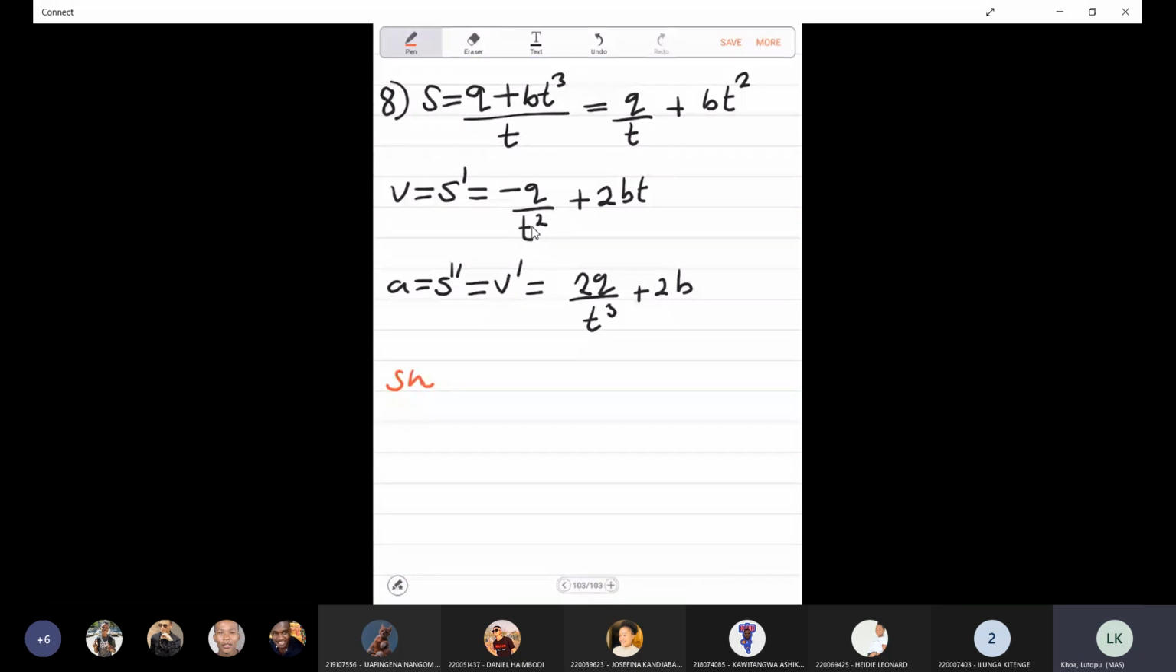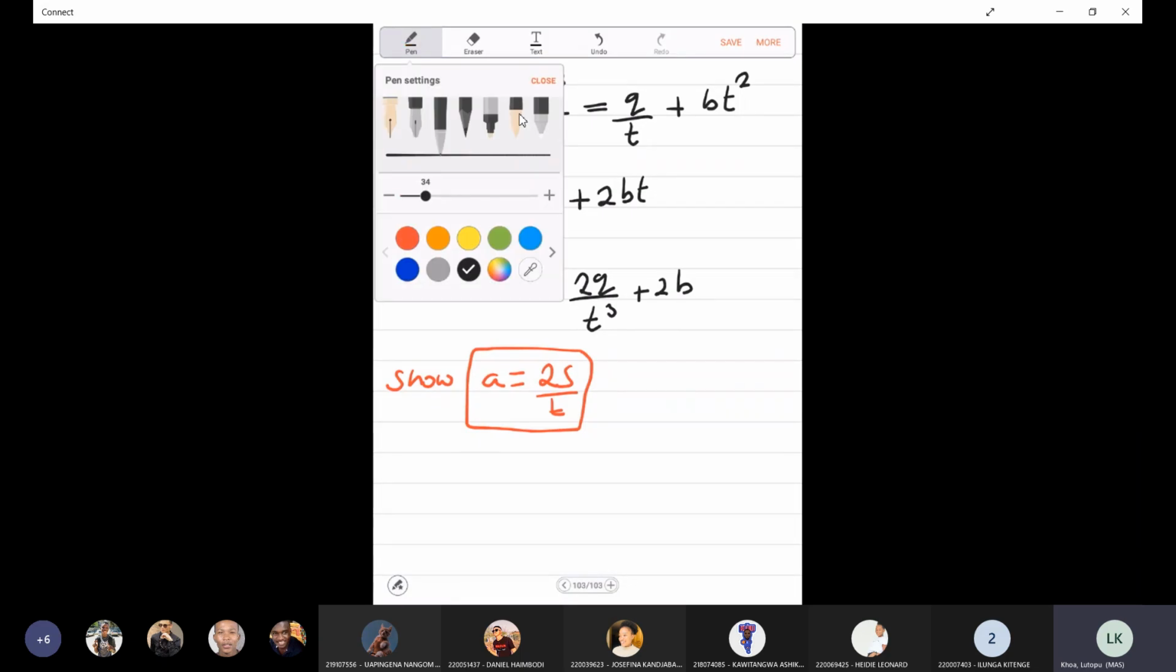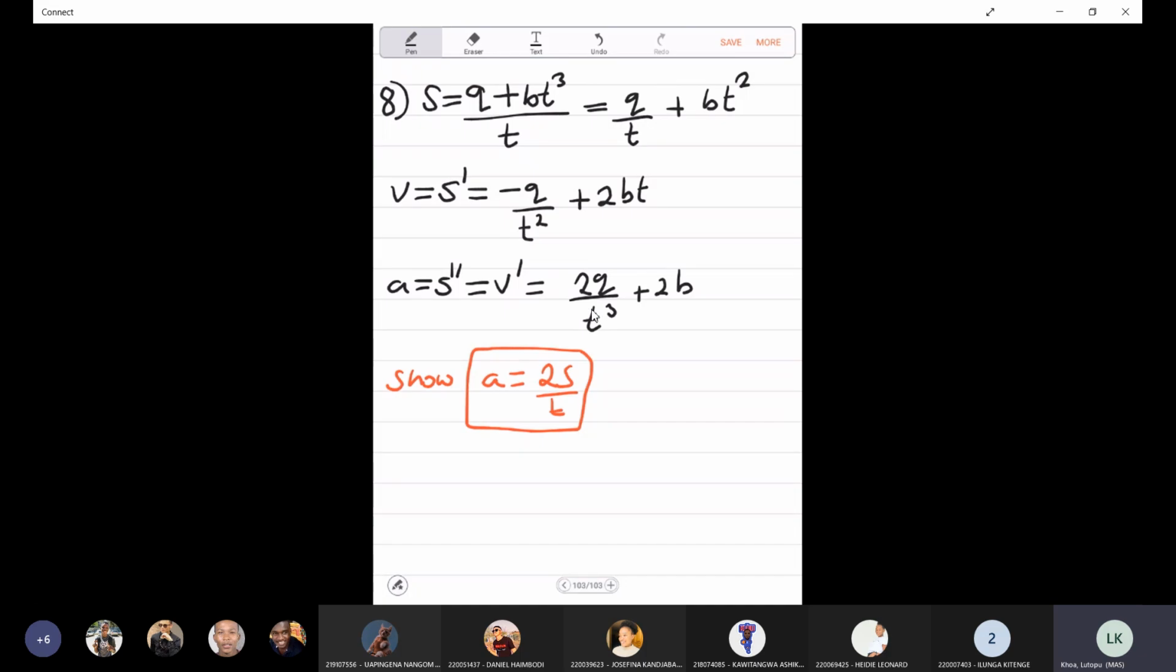So we wanted to show that a is equal to 2s over t. This is what we wanted to show. So we need to rewrite this so that it's 2 times s, and this is s over here, and that has to be divided by t. So doing that, we play around with this a little bit. So you can see I have a fraction plus a number. You can rewrite this as a fraction. So a is 2q plus 2bt to the power of 3 over t to the power of 3.